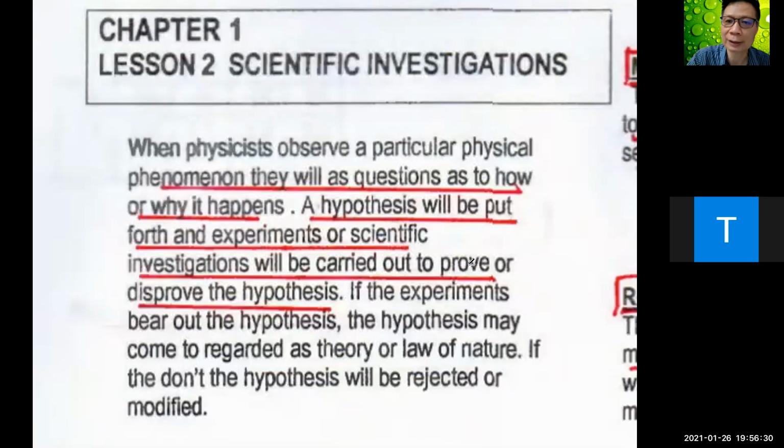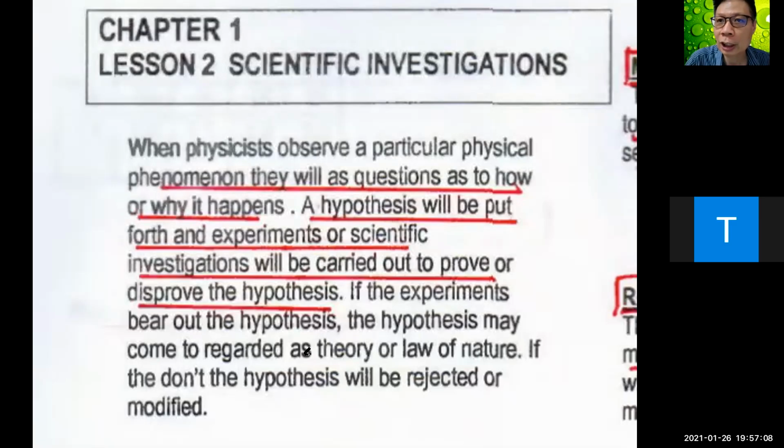Meaning that when you see something very strange, very interesting, you will have a lot of questions, and you put them inside your brain. To find the answer to the question, you will need to do an experiment. Why do an experiment? Because you want to find the proof, the reason this thing can happen. So that is called hypothesis put forth, and an experiment or scientific investigation will be carried out to prove your hypothesis. Understand?